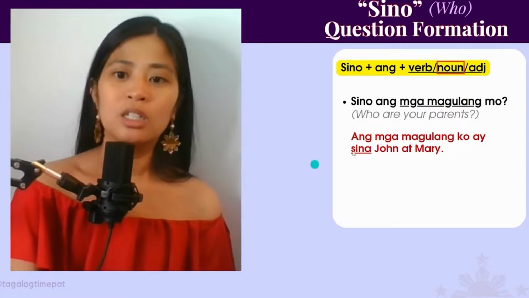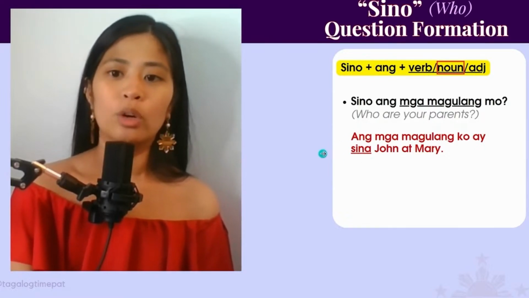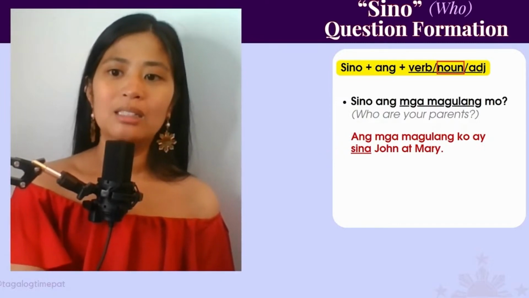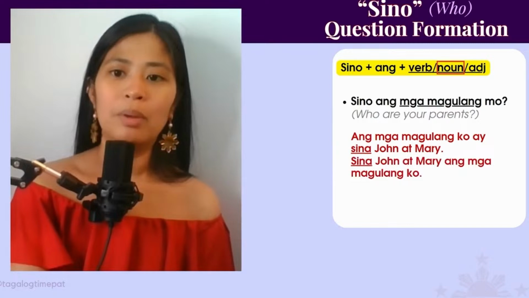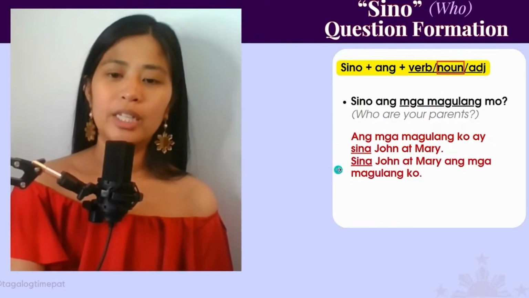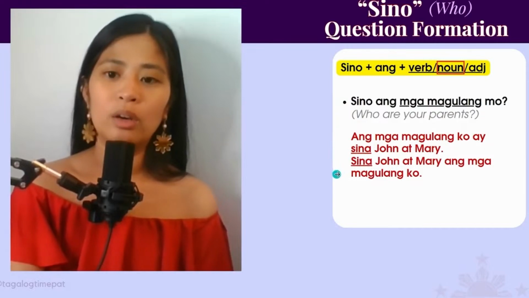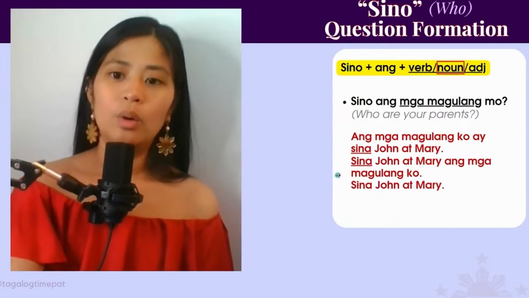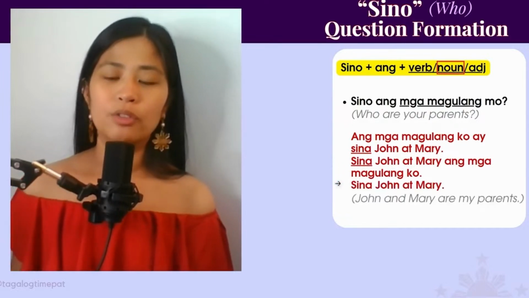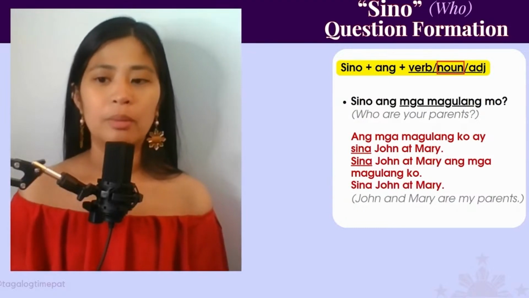So that's what I was just saying. Si is for one person, sina is for more than one person. So, ang mga magulang ko ay sina John at Mary. My parents are John and Mary. Another way to say it is sina John at Mary ang mga magulang ko. Or sina John at Mary. So those are the different ways to say John and Mary are my parents.